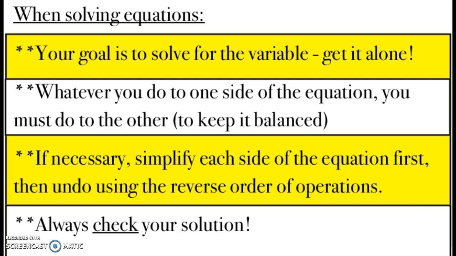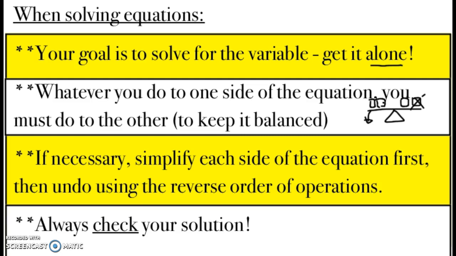So whenever you're solving equations, your goal is to solve for the variable. You want to get it alone. And a cardinal rule is whatever you do to one side of the equation, you must do to the other to keep it balanced. Remember when we were working with algebra tiles, like if there was something on a balance, and then if it said these equal each other, but if you took one off of this side, then the scale would start to tip. So you have to do the same thing to both sides.